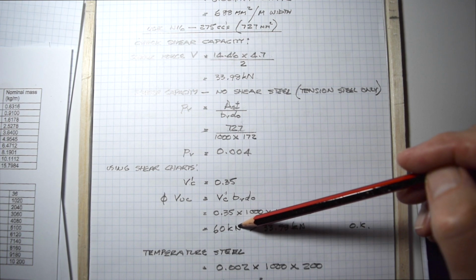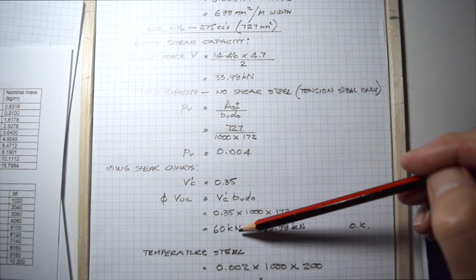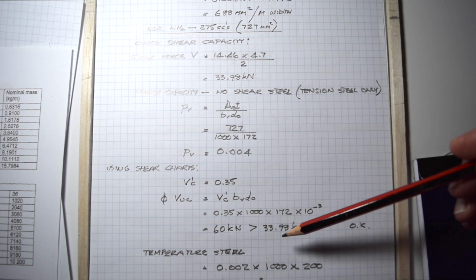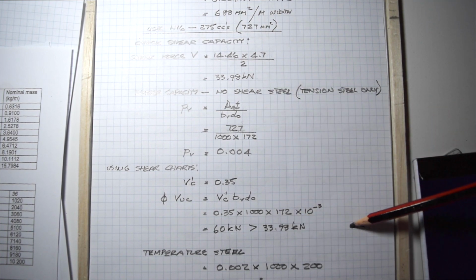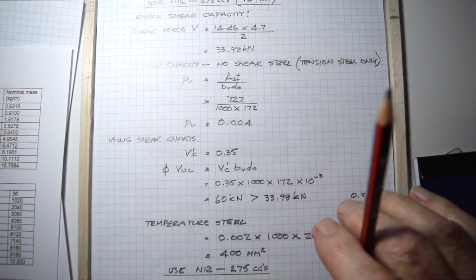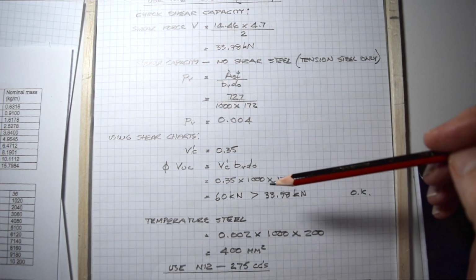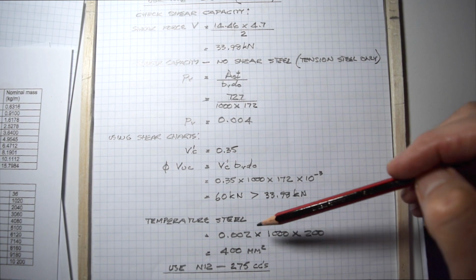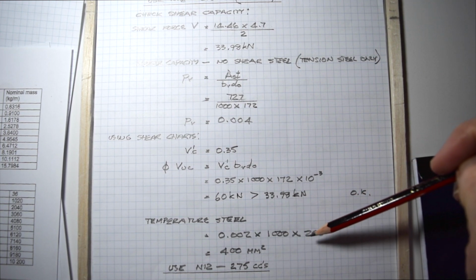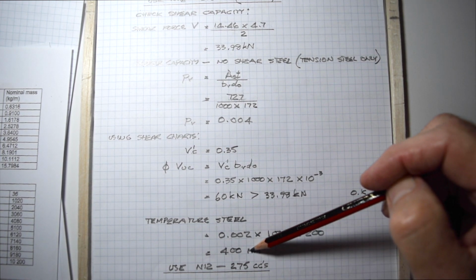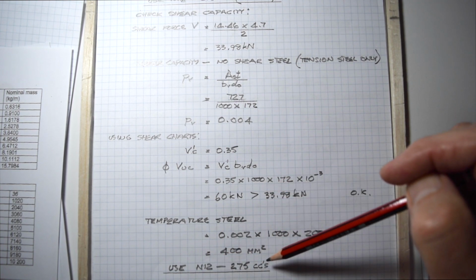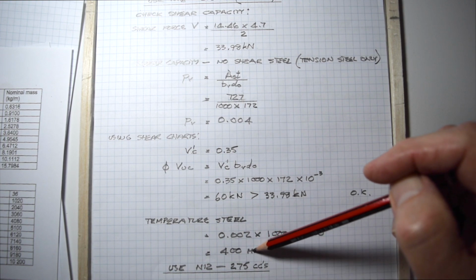As I said earlier, shear is very rarely a problem in slabs. So you've got a shear resistance of 60 kilonewtons. The actual shear force is 33.98 kilonewtons. No problem, so it's okay. Temperature steel or distribution steel, whichever way you wish to call it, is 0.002 of the cross-sectional area of the slab: 0.002 times the width of the slab, 1,000, times the thickness of the slab, 400 square millimeters. Again, we'll use N12s at 275, which will cater for 400 square millimeters.